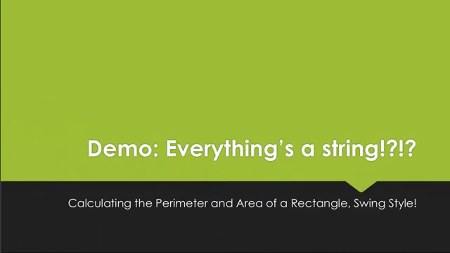Okay, next we're going to get real world, and we're going to make a program from scratch that asks us for the length and width of a rectangle, and then we'll calculate that rectangle's area and perimeter. We have written this program before. What we didn't do is write it swing style. So we will write it now as a graphical user interface program.